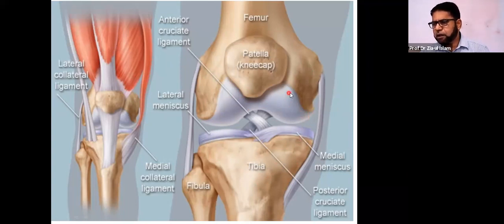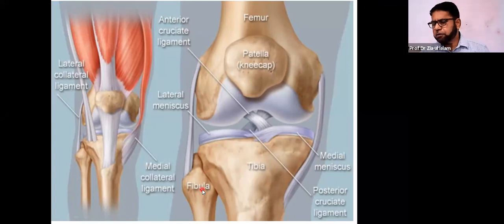Then we can see that this area, which is known as the patellar surface of the femur, is covered by the patella, and this forms the femoropatellar joint. There is another joint formed between the head of the fibula and the lateral condyle of the tibia. This joint is not a weight-bearing joint.